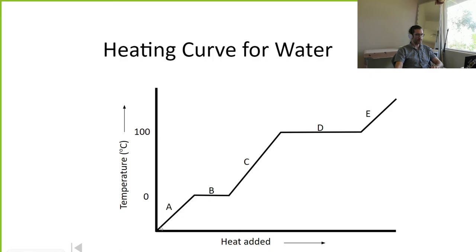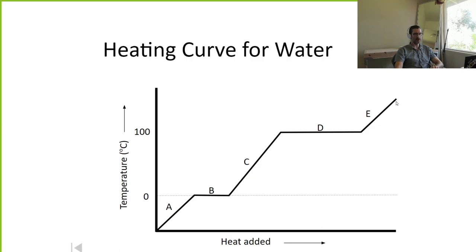So we're adding heat, temperature's going up. Then we hit 0C, and it stops the temperature going up. Stops it right there, 0C. Then from C to D, temperature increases until we hit 100C, and then the temperature stops going up, but we add more and more heat. And then at some point, the temperature starts going up again.